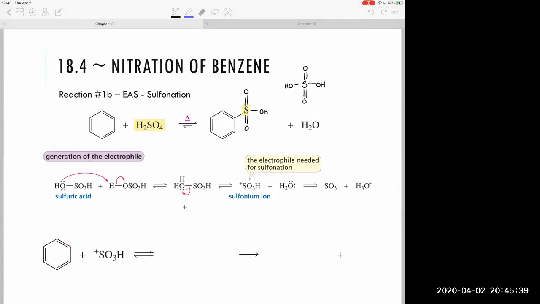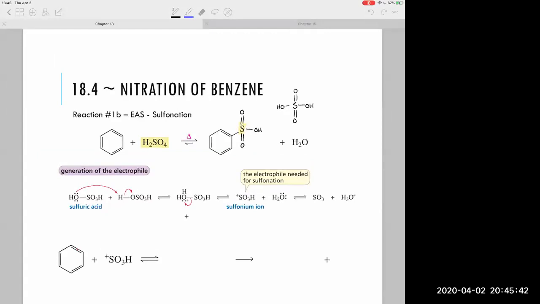All right, and so for this one, I am going to make you do it. So now, give me the reaction mechanism of the reaction between benzene and the sulfonium ion.